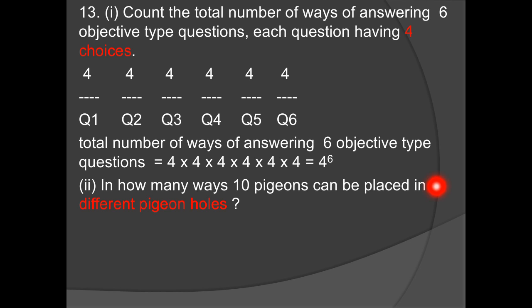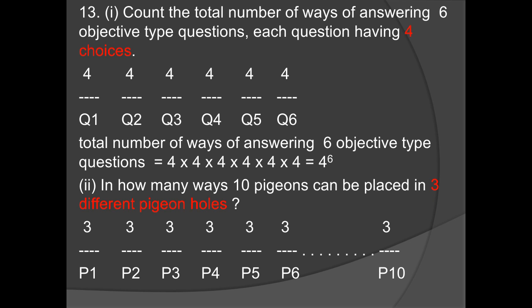Subdivision 2: in how many ways can 10 pigeons be placed in 3 different pigeon holes? First, how many pigeons are there? There are 10 pigeons, P1, P2, P3 up to P10. There are 3 pigeon holes, so pigeon 1 can go either in the first hole, the second hole, or the third hole. So it can be placed in 3 ways. Similarly for P2, P3 until P10, all the pigeons have 3 different pigeon holes to choose from. So the final answer, the number of ways the 10 pigeons can be placed, is 3 multiplied 10 times, so 3 to the power 10.